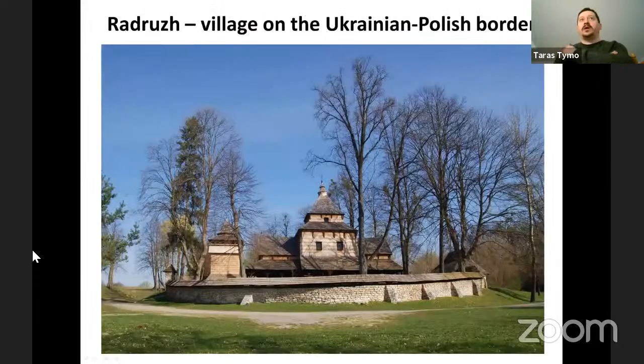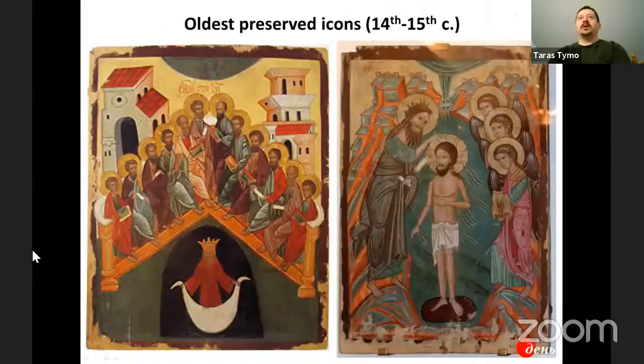And so Radrusz is a village in the present-day Poland, just on the border with Ukraine, but on the Polish side of the border. But it's an ethnic Ukrainian village in which this beautiful wooden church is preserved. And the church used to be a home to the oldest preserved icons, Western Ukrainian icons that survived up to date.